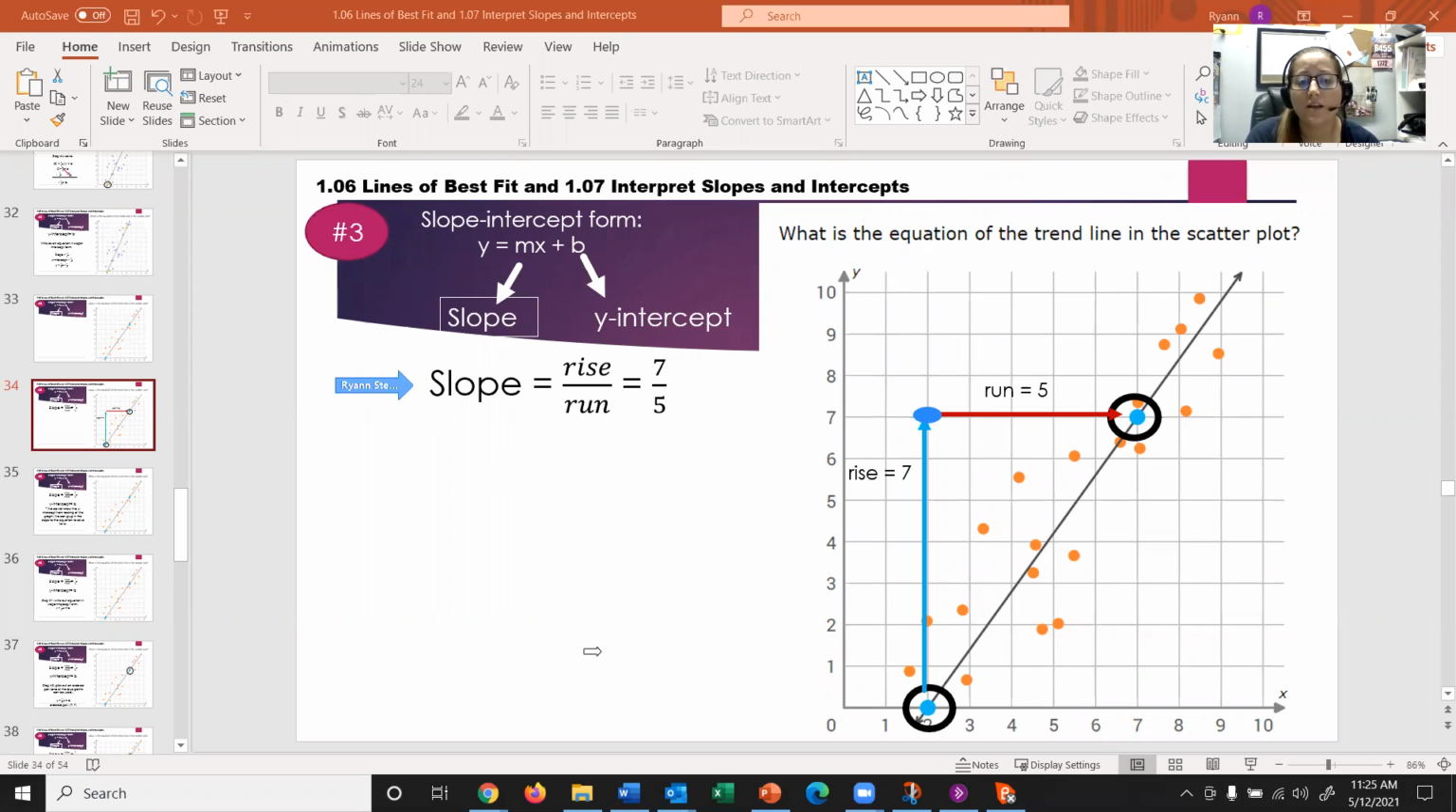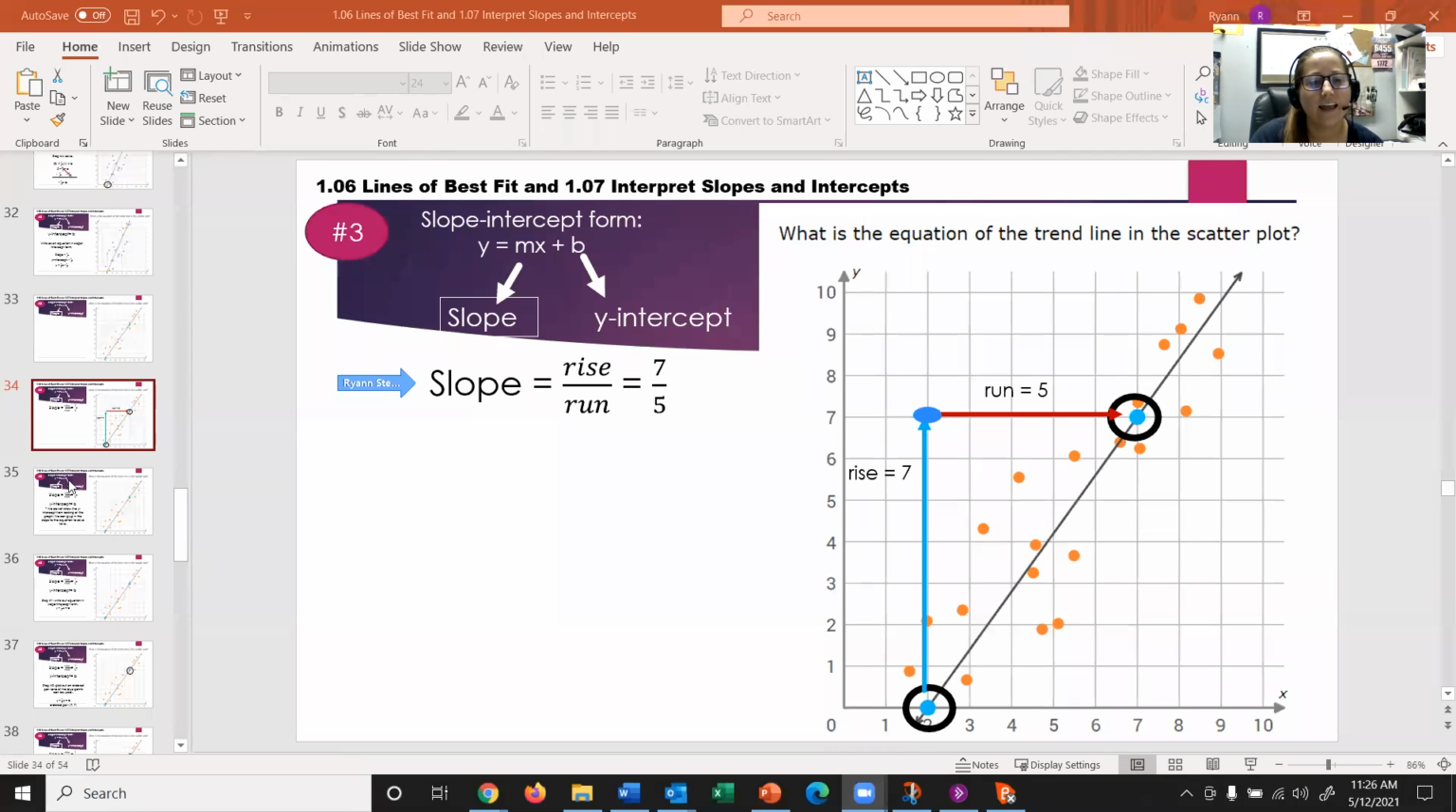And I encourage you to leave it as a fraction because when it comes to slope, it is easier to read as a fraction because it's clearly telling you that the rise is 7, the run is 5. But as a decimal, it's not going to tell you that clear rise or fall and the run. So it's okay to leave it as a fraction when we're talking about slope.